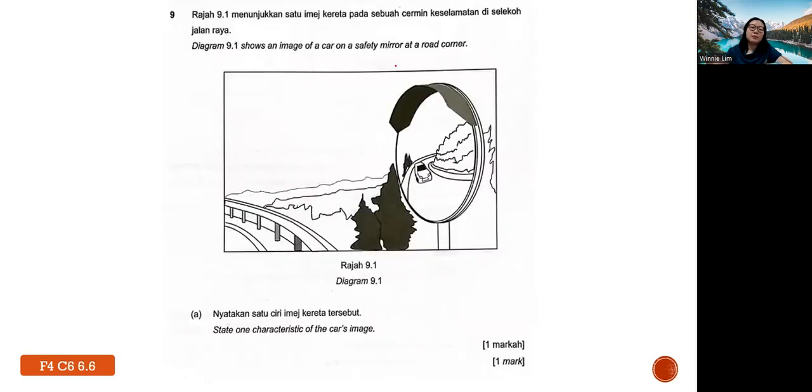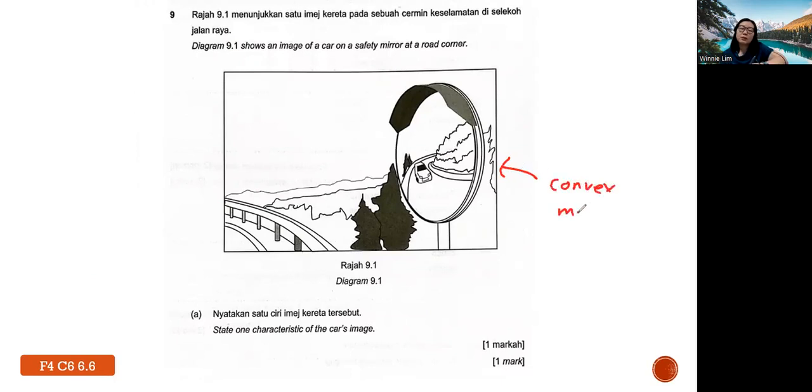Okay, so for section B essay questions, the first one is under Form 4, light topic on image formation for the curved mirror. Diagram 9.1 shows an image of a car on a safety mirror at a road corner. What is the characteristic of the car image? Of course, you need to know what type of mirror this is.